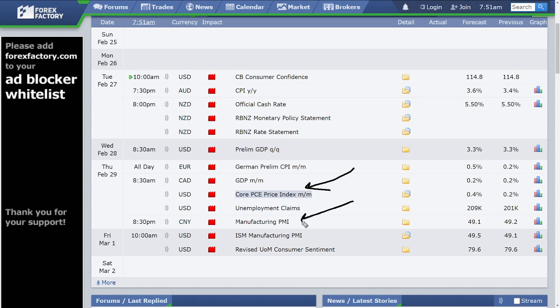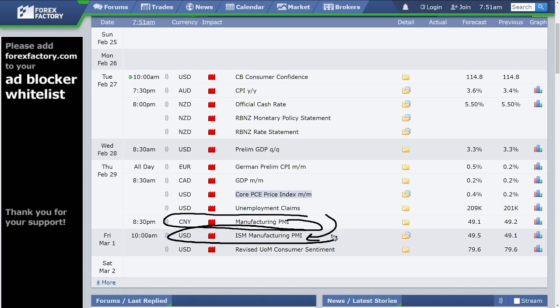We have PMI numbers from China. I personally will be interested in this, and so will commodities in general. Of course, if China's showing growth, it's good for commodities because they are a huge consumer of them, copper, oil, etc. So keep an eye on that. Silver as well. That will be key for commodities and, of course, people who trade the Chinese stock market. We also have manufacturing PMIs from the U.S. coming out on Friday, and the revised consumer sentiment as well. So pretty big week in front of us, guys.